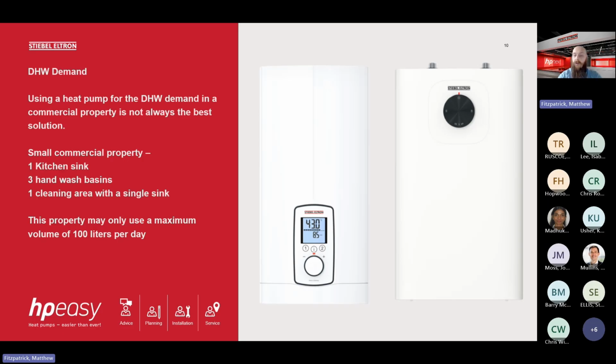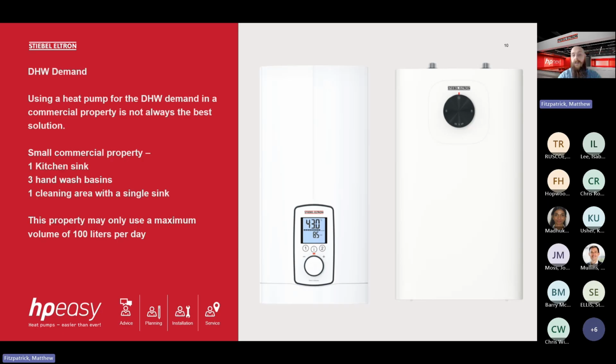But these are direct and they can be installed within a close vicinity of the draw-off point. So this makes it easier to not only install, service and commission, but we're not seeing as much pipework running through the property, and we don't need secondary circulation domestic hot water systems.